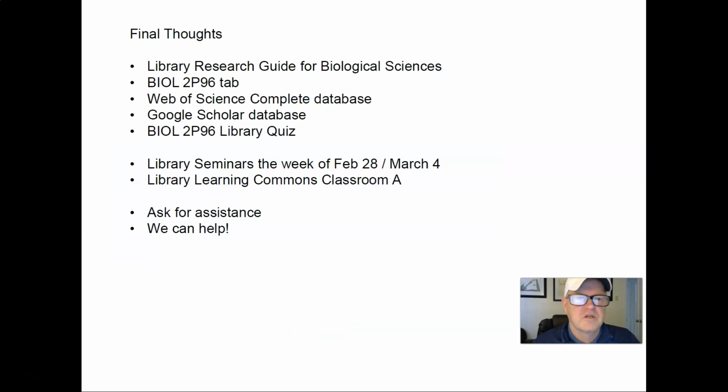So some final thoughts. Look at the Library Research Guide for Biological Sciences and the BIOL 2P96 tab. It's there for you to browse through and to consider. Almost all digital. There are some resources there, but they're mostly all virtual, so you can do this at any time from anywhere. Use the Web of Science Complete database, and we kind of explained why. Google Scholar is another database, though there's 16 I pointed out that may be appropriate.